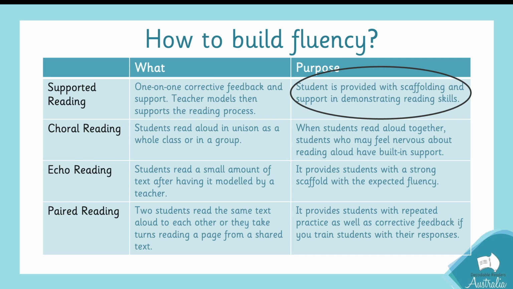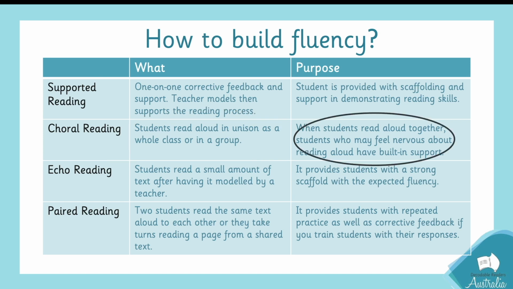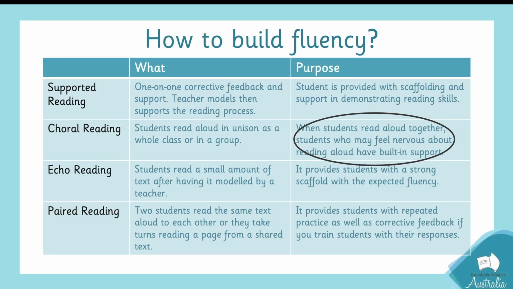Another strategy of repeated reading is choral reading. This is where students read aloud in unison as a whole class or a small group. And the benefit of this is that students read aloud together, and those that may feel a bit nervous about reading have that built-in support. With choral reading the teacher can also join in and keep that pace, either visually with their finger or pointer on a large screen, or vocally if students have a text in front of them.